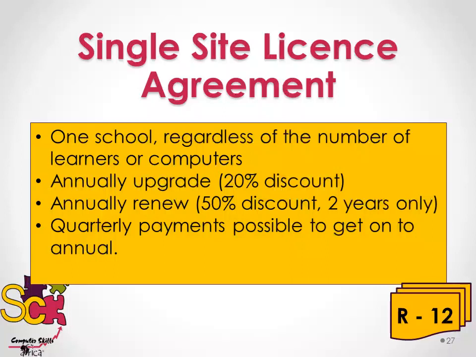Just to summarize this again, the license works for one school regardless of the number of learners or computers. There has to be an annual license fee. Either you upgrade with 20% discount, or you renew with 50% discount, and that you can do 2 years in a row. If you want to start, let's say in term 3, you can do a quarterly payment, and then in January start with an annual fee. It just makes more sense that way.